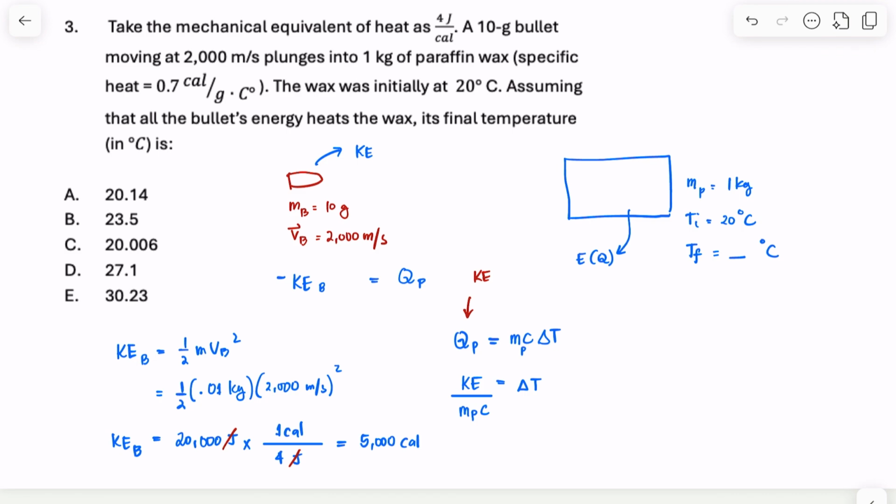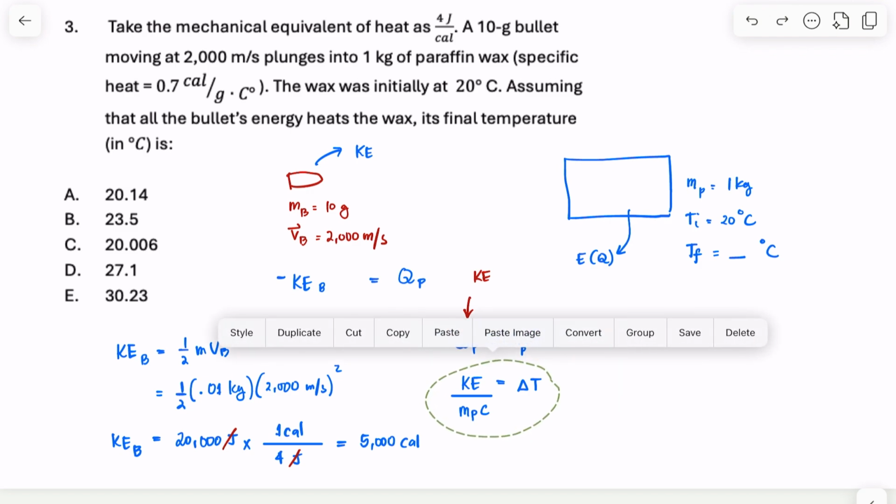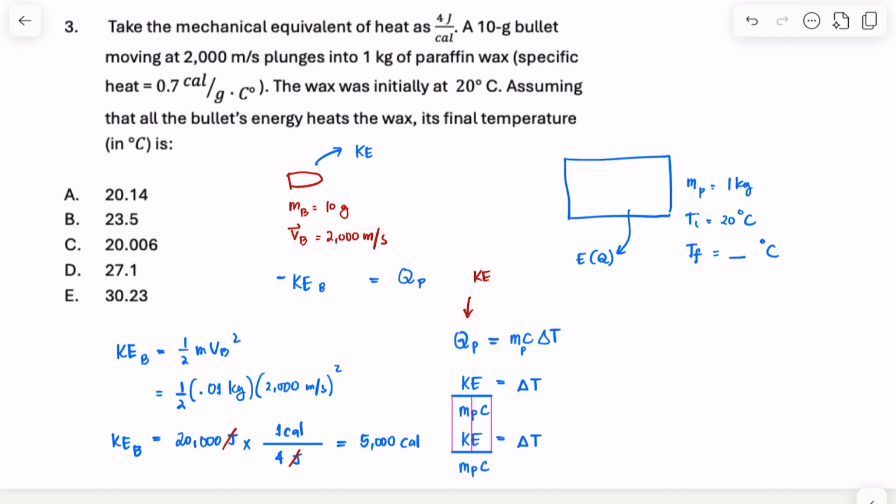If we further expand this one, we have delta T is simply T_F minus T_I, right? So T final minus T initial. I'm looking for T final, so T final will just be the kinetic energy divided by the mass of the paraffin times the specific heat of the paraffin, plus the initial temp, which is 20 degrees Celsius.